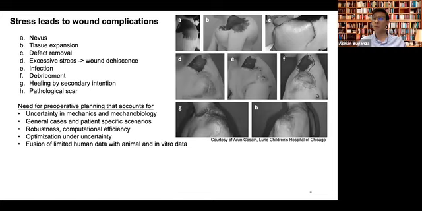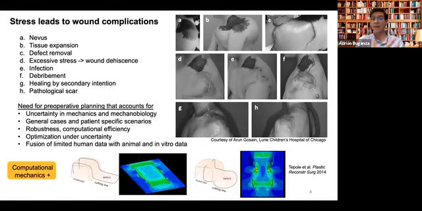And we also don't want to start from scratch. We want to use as much information as we can, either from previous clinical experience or human data, even if it's kind of sparse, but also animal and in vitro data. So computational mechanics is a tool that can be used to address some of these challenges. And I would say computational mechanics plus. And that plus is going to be some of the emphasis of this talk.